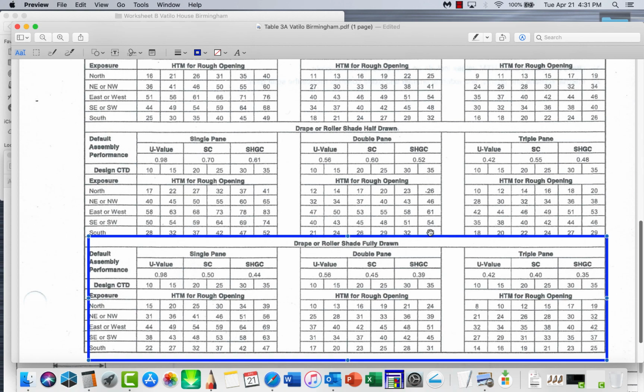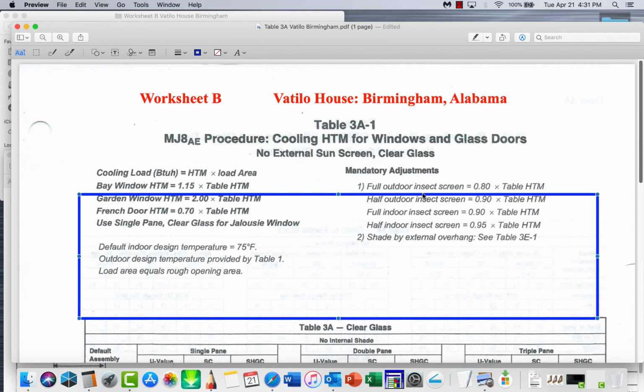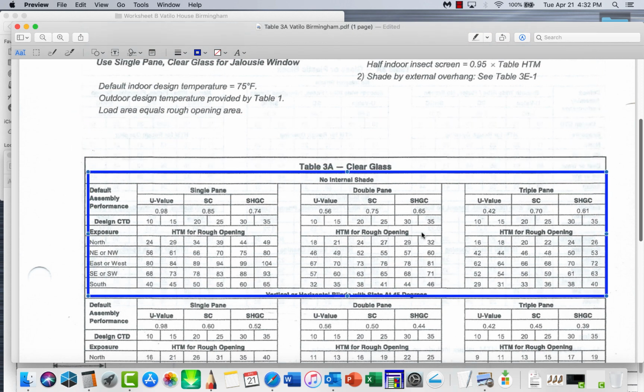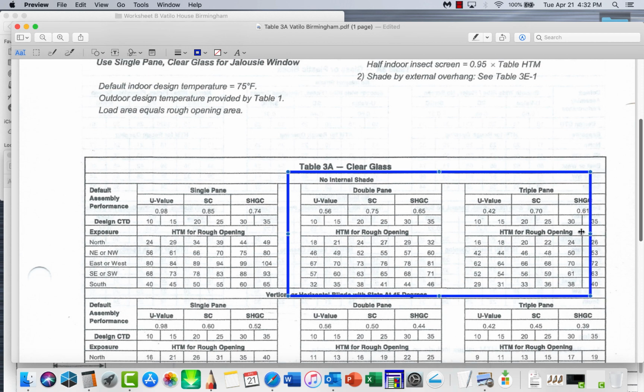And then ones that don't have any internal shade, like these up here at the top, are going to put an extra thermal load on there because there's nothing really to stop it. Okay? So we know what our window construction was. It's a double pane, so we know we're going to be working in this row right here. This row right here is what we're working on.